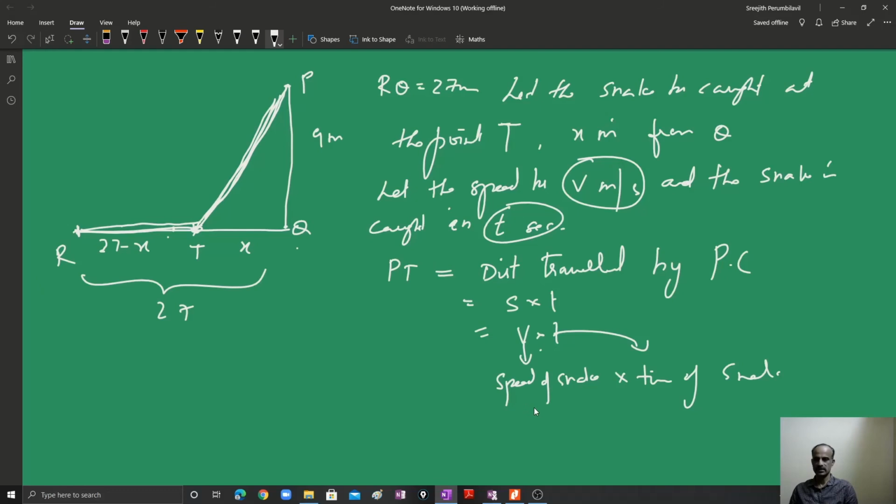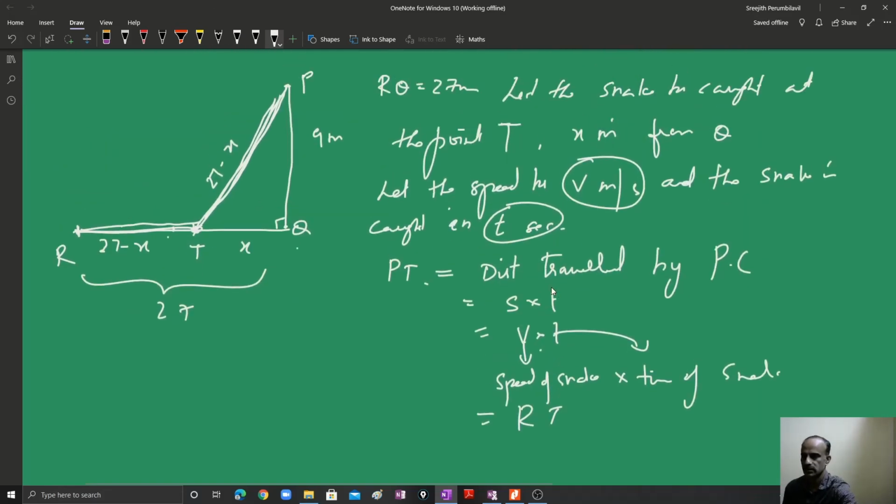That means the distances are also the same. That is PT is nothing but RT. So this distance is nothing but 27 minus x. Now you get a right angle triangle where, I repeat this concept, the peacock and snake are travelling at the same speed, and at the same time they reach each other, right? That means the speed and time are the same. The distance travelled, this distance and this distance, is the same, because distance is nothing but speed into time.